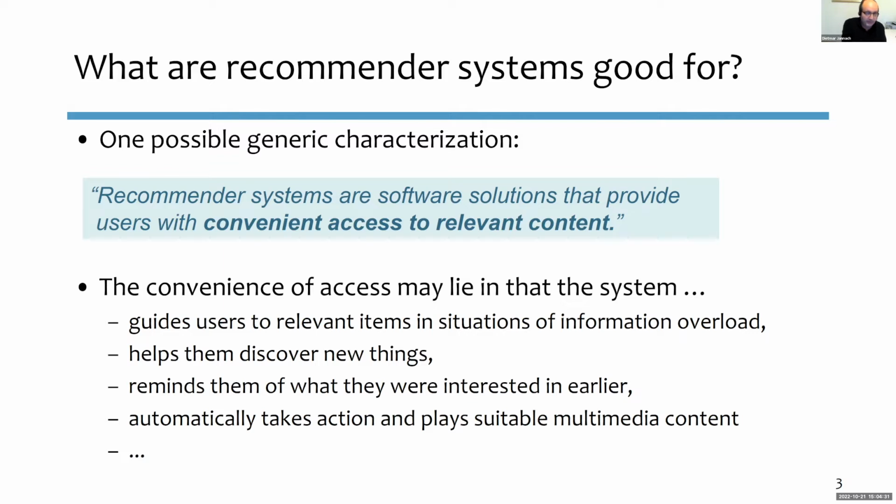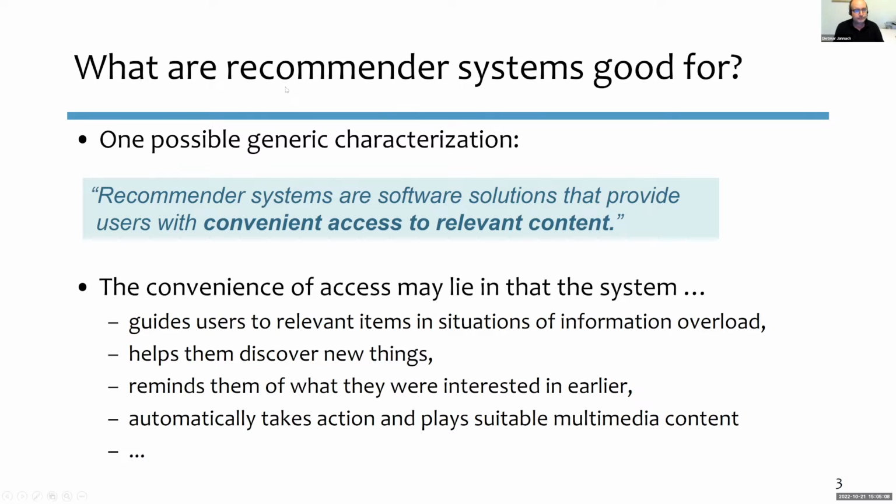The convenience might be in different things. It guides users to relevant items in situations of information overload, as you may have read in papers. It helps users discover new things, which is also well known, or it simply reminds users of what they were interested in earlier. The convenience might also be that the system automatically takes action and plays tracks or videos on a streaming service. That's a very generic definition that covers different objectives you want to fulfill when running such a system.